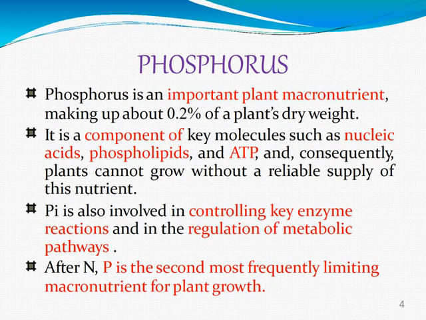Phosphorus is an important plant macronutrient making up about 0.2% of a plant's dry weight. It is a component of key molecules such as nucleic acids, phospholipids, and adenosine triphosphate, and consequently, plants cannot grow without a reliable supply of this nutrient.